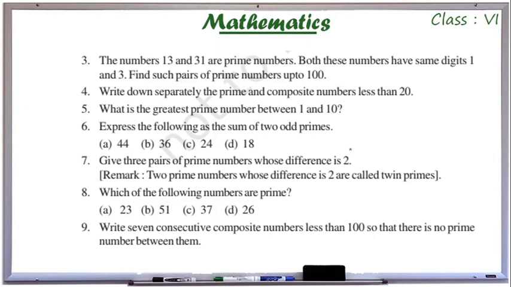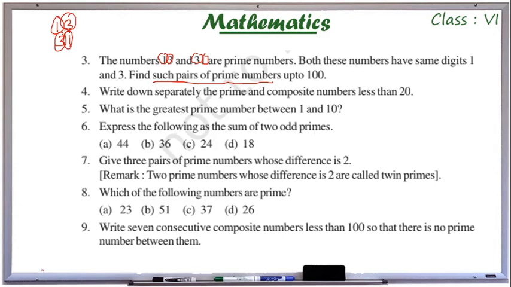The numbers 13 and 31 are prime numbers. Both these numbers have the same digits, 1 and 3. Here 1 and 3, here also 3 and 1. So we have the same digits. We have to find such pairs of prime numbers up to 100. You have to find a pair of prime numbers such that the digits are the same, like 13 and 31. Here 1 and 3 are used, here also 1 and 3 are used. So like that we have to find more pairs up to 100.